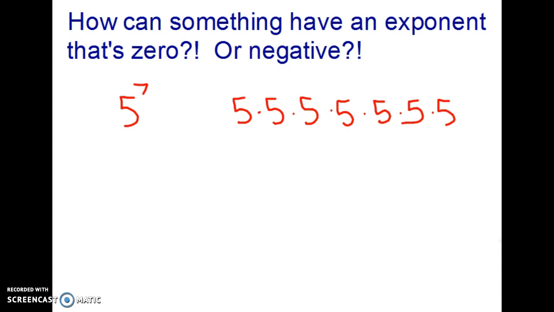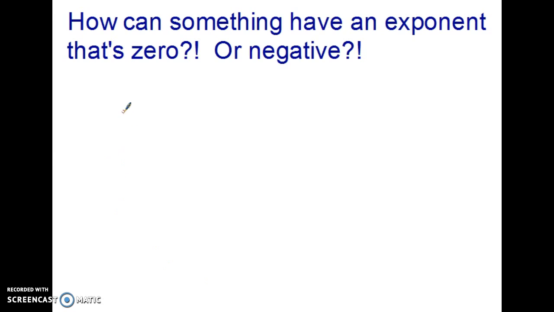Where they get kind of frustrated with me is when I write something like, okay, so what is 3 to the 0 power? What the heck does that mean? I mean, you can't multiply 3 by itself 0 times. That doesn't make any sense. So here's the way I want to look at it. Let me erase this for just a second.